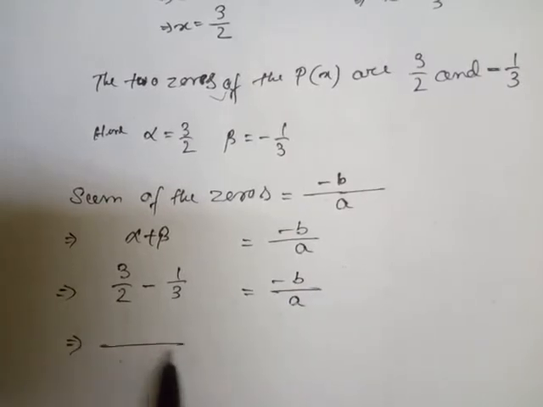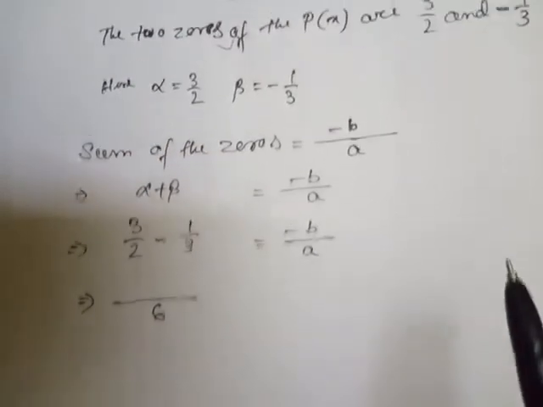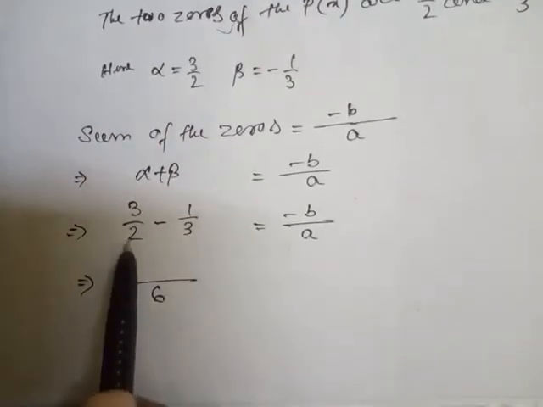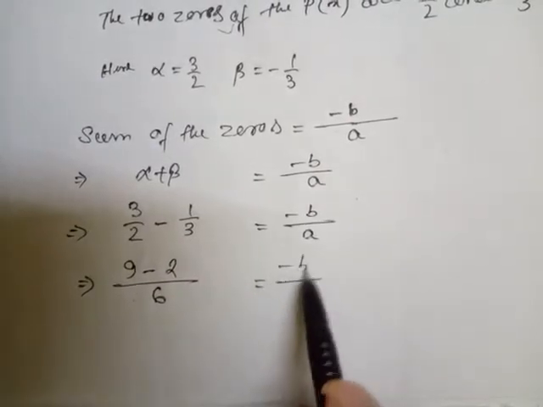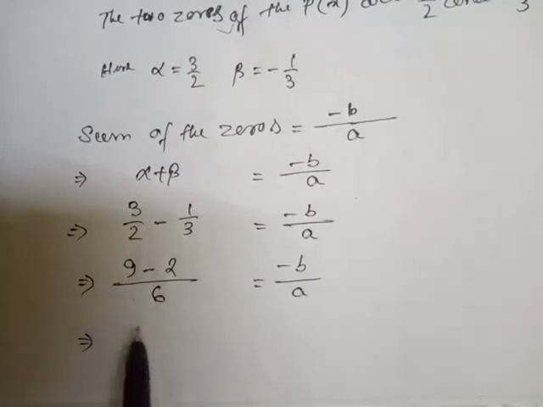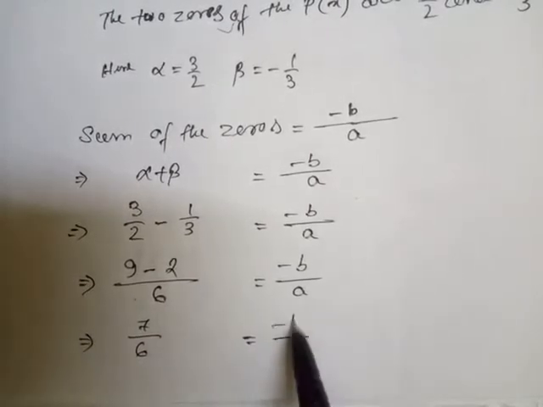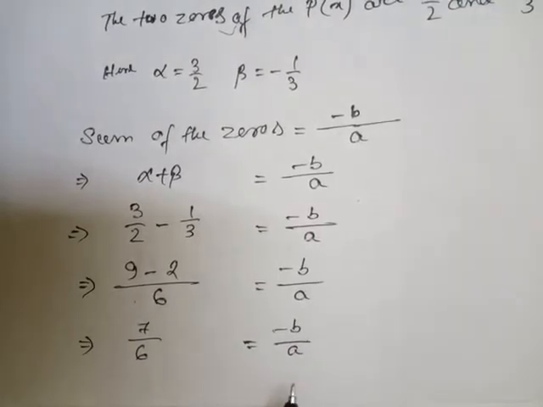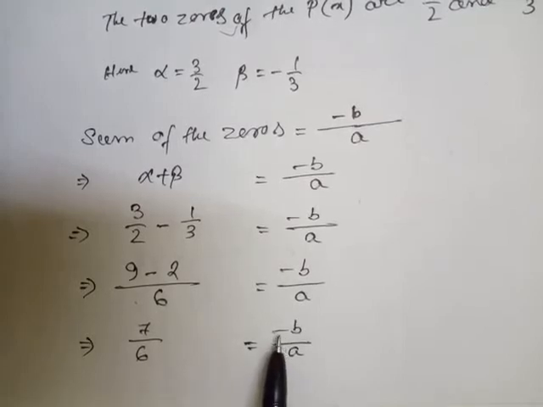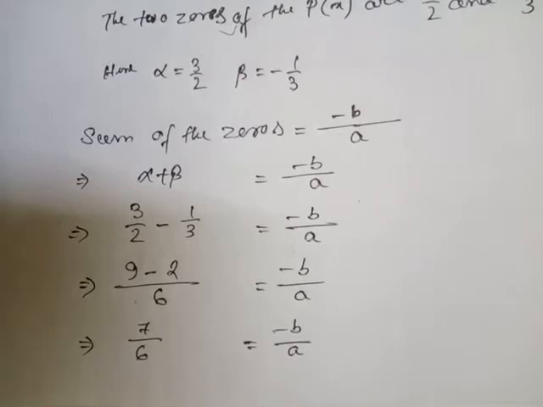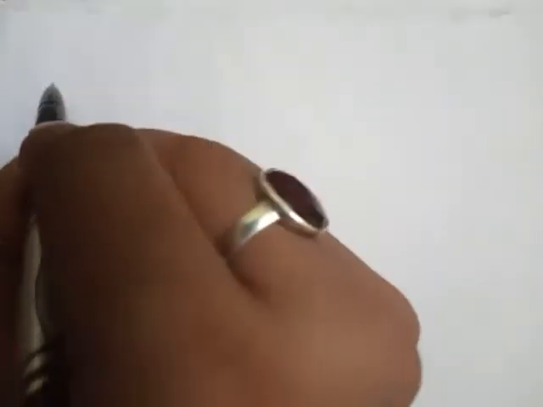Now if I take the LCM, it is 6. 6 divided by 2 is 3, 3 into 3 is 9, minus 6 divided by 3 is 2, so minus b by a. Next, 9 minus 2 is 7, so 7 by 6 equals minus b by a. Now we can say that a is 6, and if I take the minus to the other side, it becomes minus 7, so b equals minus 7. Our sum of the zeros is now over. Now we are going to solve the product of the zeros.